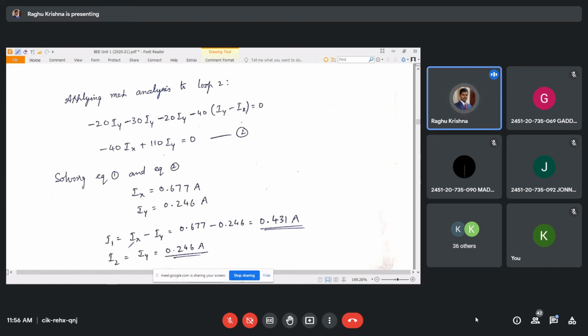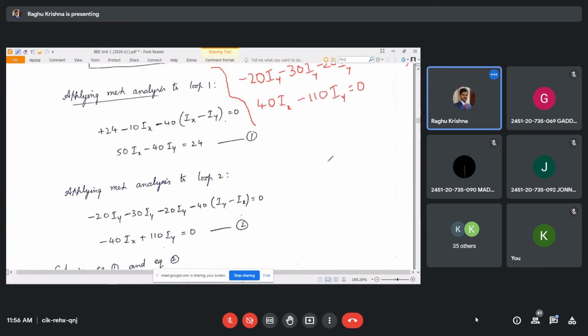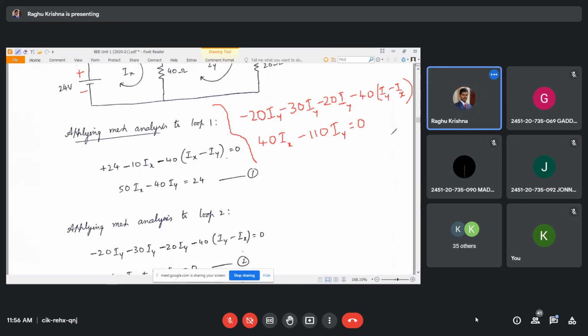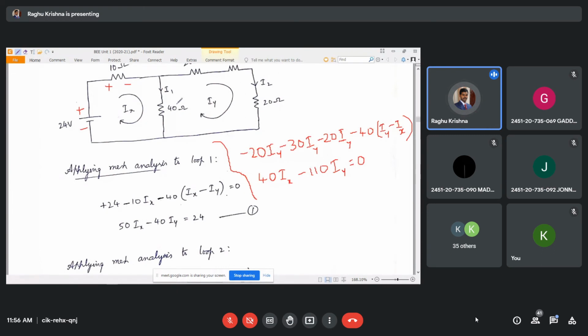And if you know I1, then you can find I2. I2 is equal to Iy, which is equal to 0.246. So if you have any doubts, you can ask me. If you know how to write the KVL equation, then you can solve any problem.